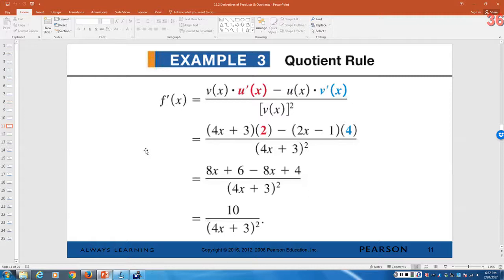So you need to remember that the denominator was 4x plus 3, and the numerator was 2x minus 1, but its derivative was 2. And then the numerator is 2x minus 1 times the derivative of the denominator, and that was 4, and then just square the denominator. So when you multiply it out, you've got 8x minus 8x, and 6 plus 4 gives you 10, and that's all that's left since the 8x minus 8x cancels out. And your derivative is 10 over 4x plus 3 squared.